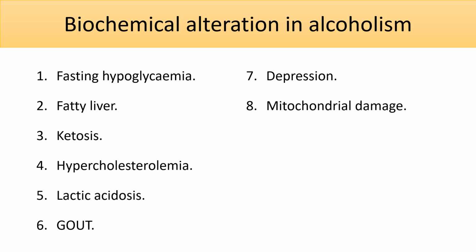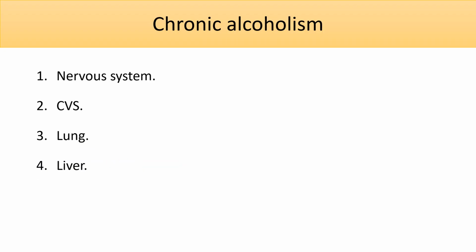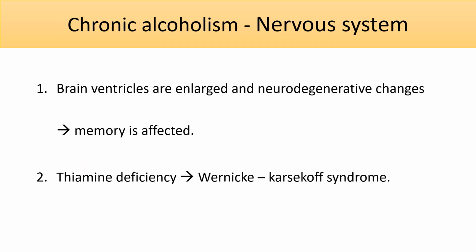Next, coming to chronic alcoholism. We are going to learn only which organs get affected in chronic alcoholism. When a patient consumes alcohol for a very long time, that is, in a chronic alcoholic, the patient's CNS, the nervous system, will be damaged, the CVS, the cardiovascular system, will be damaged, and the lungs and liver will be damaged. In case of CNS, there will be memory loss due to neurodegenerative changes.